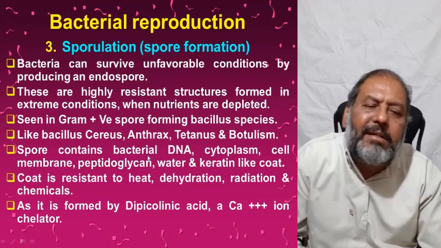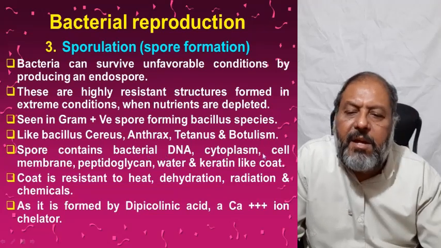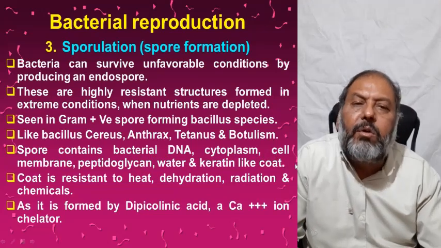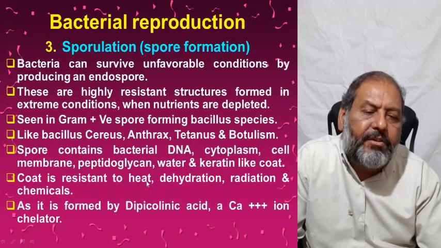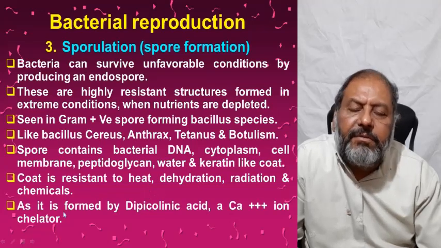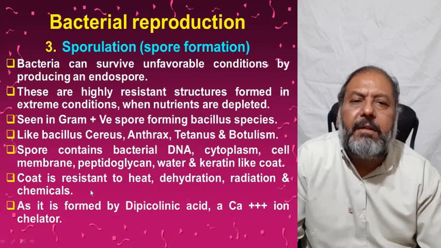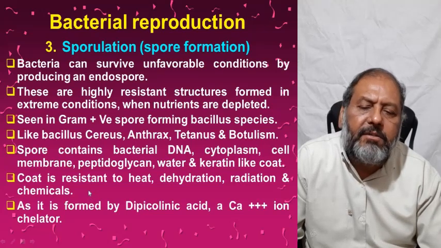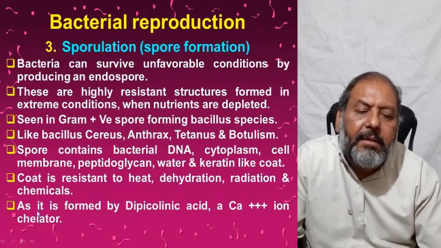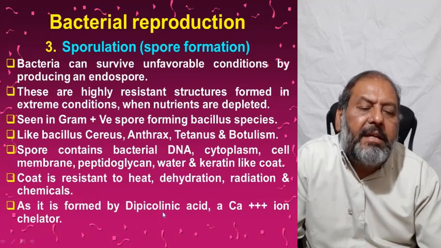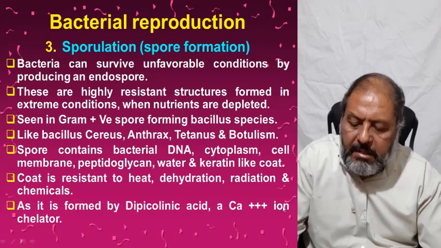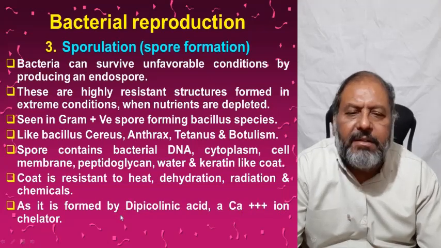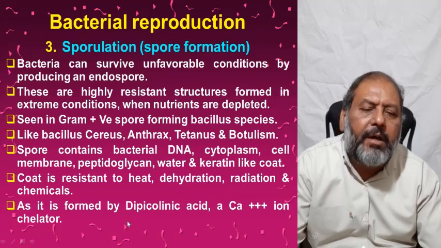Spore contains bacterial DNA, cytoplasm, some membrane, peptidoglycan, water, and a keratin-like coat. The coat is resistant to heat, dehydration, radiation, and chemicals. That's why the spore is able to resist the harsh environment and can survive even this bad and harsh environment. It is formed by dipicolinic acid, a calcium ion chelator, which makes a resistant coat that cannot be pierced by the different conditions of the environment.